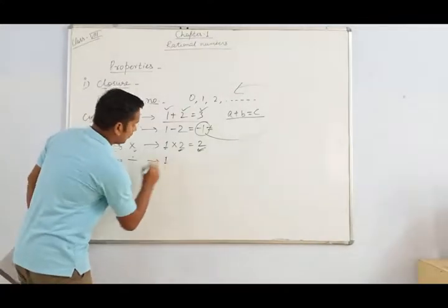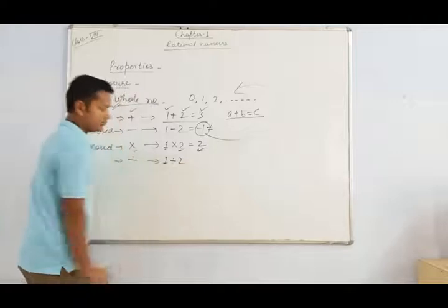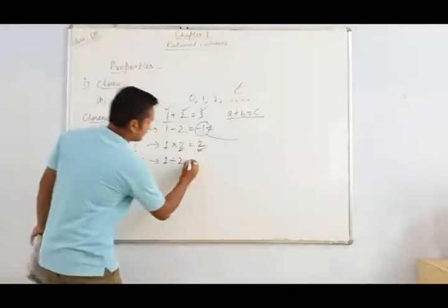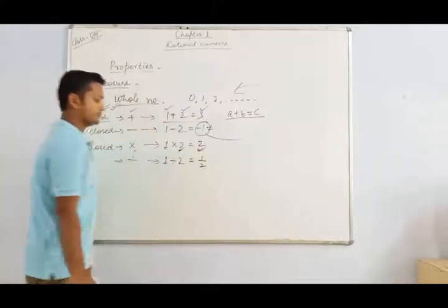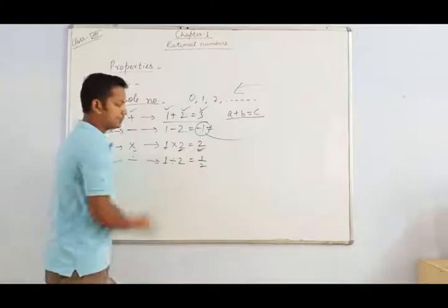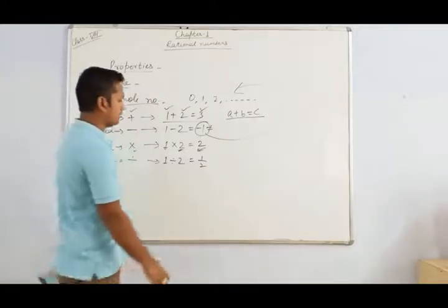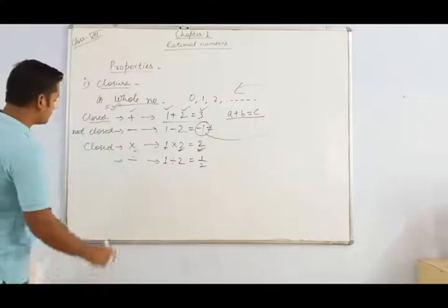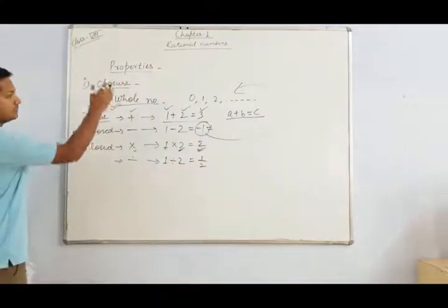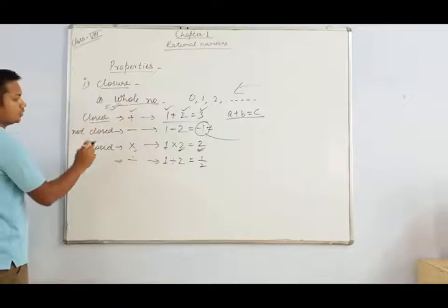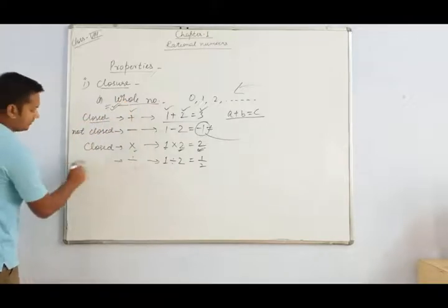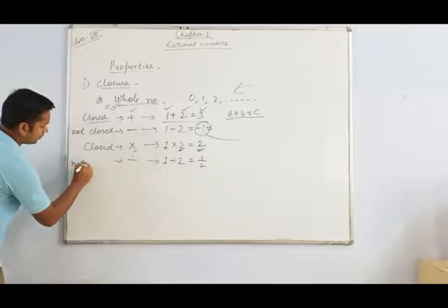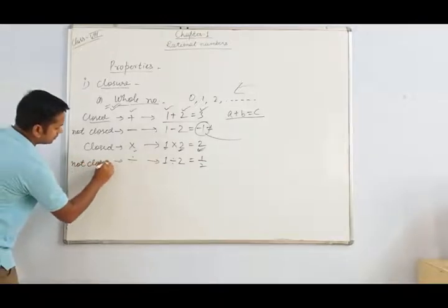So 1 divided by 2, what will it give you? A half. Is a half a part of the whole numbers? No, obviously, because the whole number set does not contain a half. So the whole numbers are not closed under the operation of division. So you can say not closed.